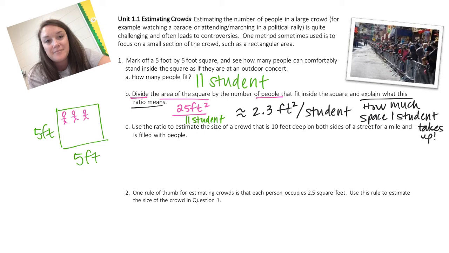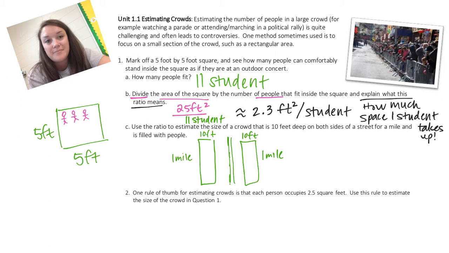All right, so then in part C it says use the ratio to estimate the size of a crowd that is 10 feet deep on both sides of a street for a mile and filled with people. So this is all pre-COVID-19, so here's our street. I guess we would have two lines because of the median in the middle of the road. And these are our sidewalks. Each sidewalk is 10 feet deep, and they are 1 mile long.